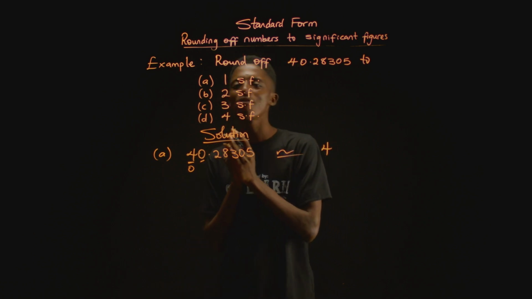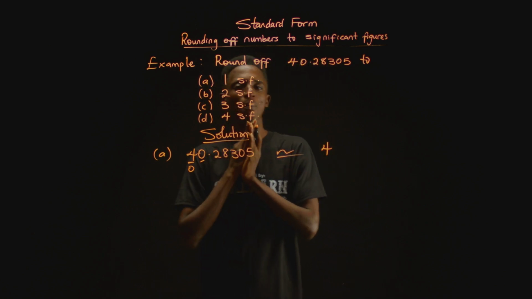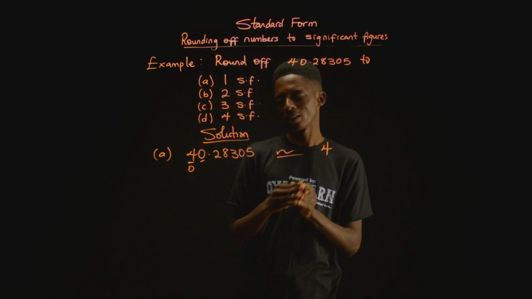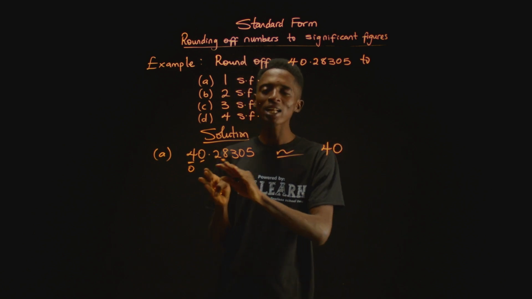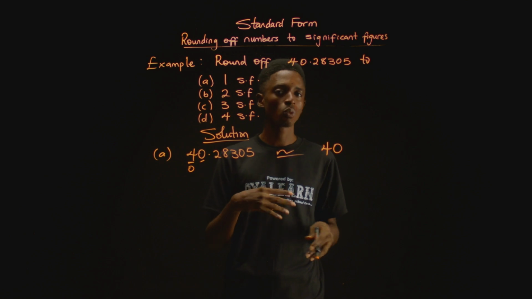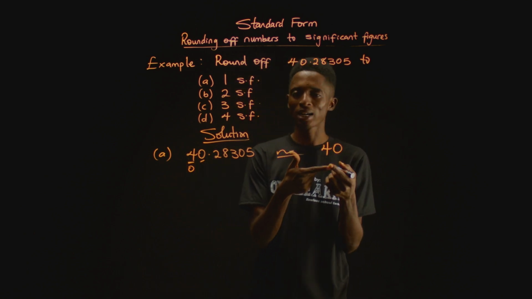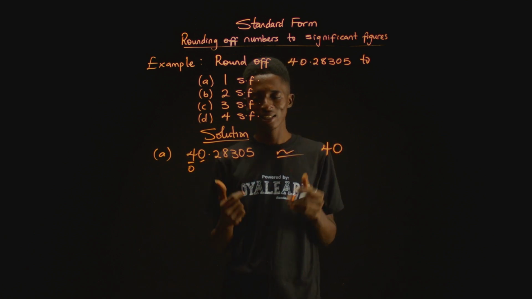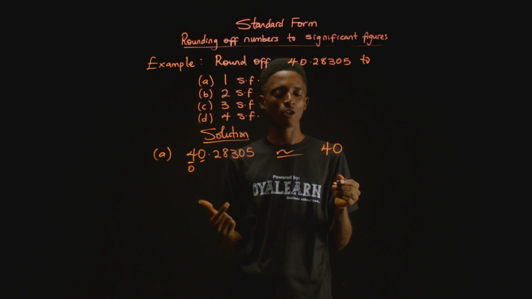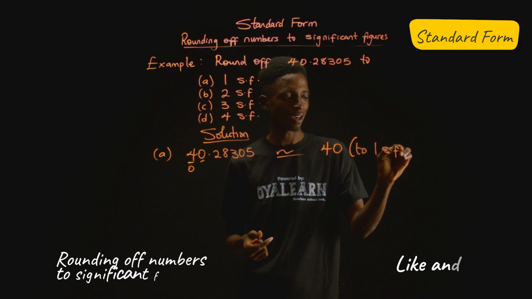Now remember that every other thing becomes 0, and you only have to write them when they are before the decimal point. So that means I will have 40. Every other thing after the decimal point is 0, which I do not need to write because they have no impact on 40. So 40.28305 is approximately 40 to 1 SF.